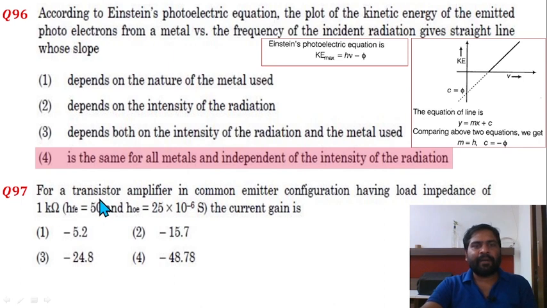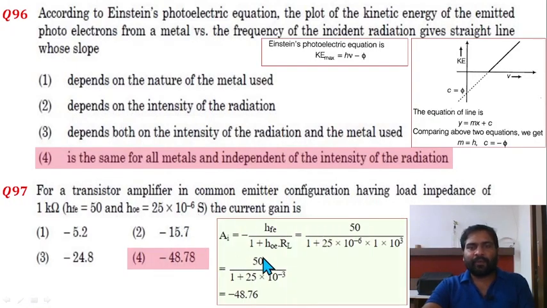Question 97. For a transistor amplifier in common emitter configuration having load impedance of 1 kilo ohm, HFE equal to 50 and HOE equal to 25 into 10 to the power minus 6 S, the current gain is equal to minus HFE divided by 1 plus HOE into RL. All the values are given here, just put all the values and calculate. Minus 48.76 is correct option, so option 4 is correct here, minus 48.78.